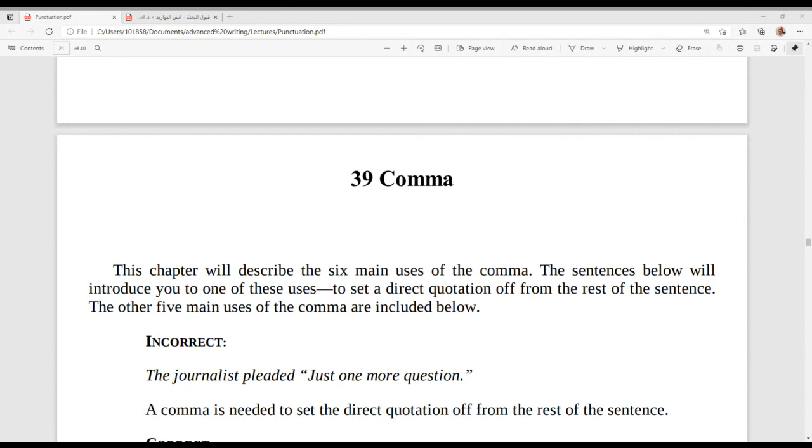Today we are going, inshallah, to talk about a very important punctuation mark, which is the comma. You know, the comma. Sometimes some students are confused between the use of the comma and the use of the full stop. And punctuation marks in general are very, very important in writing.